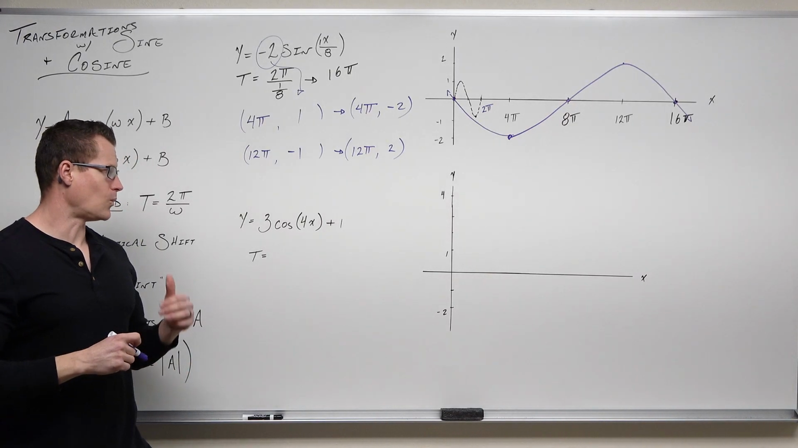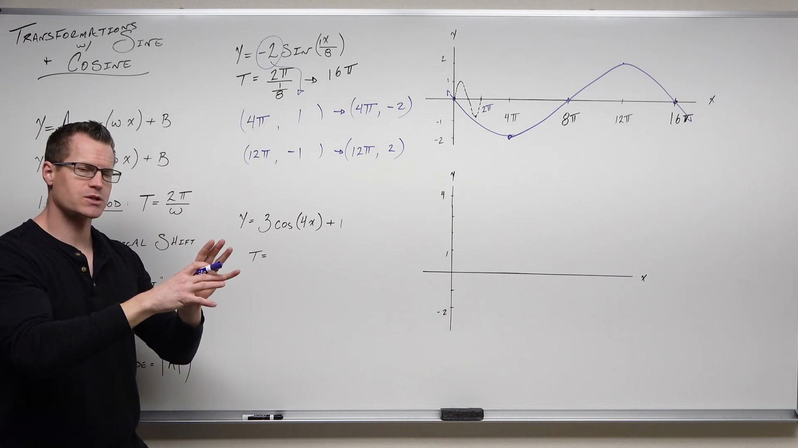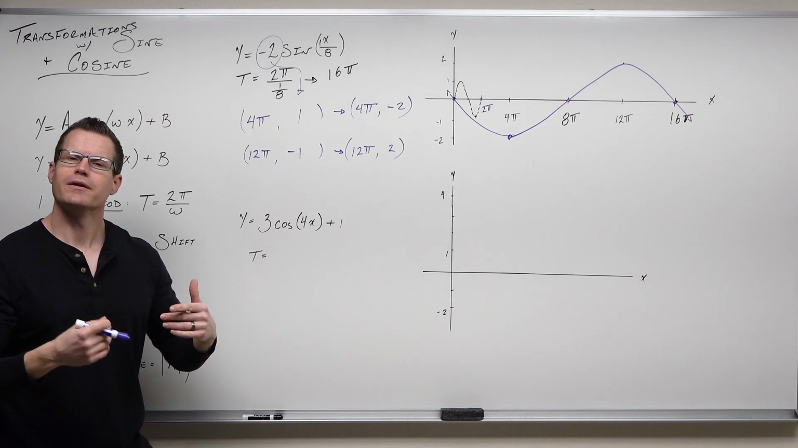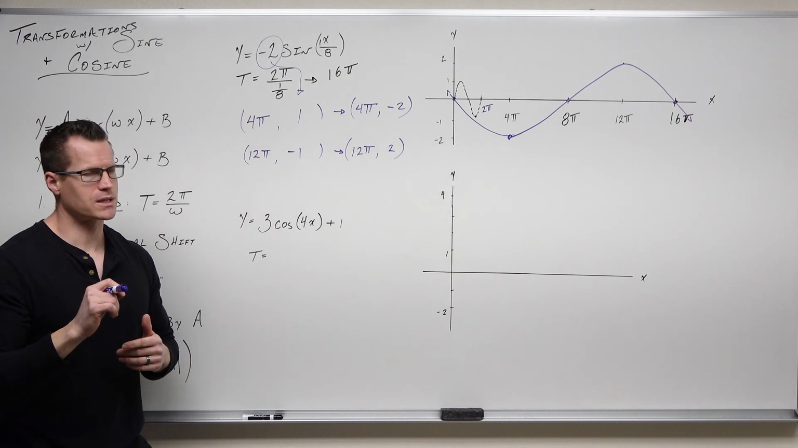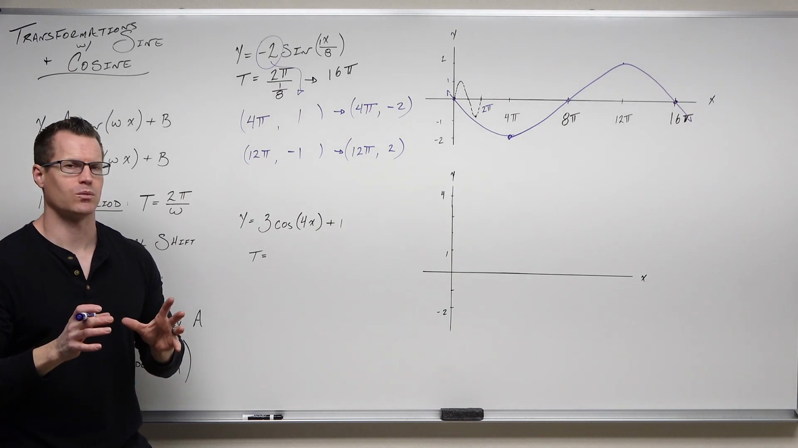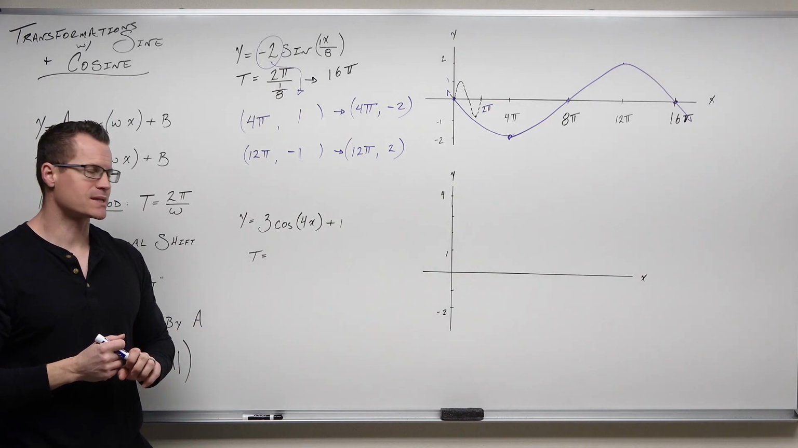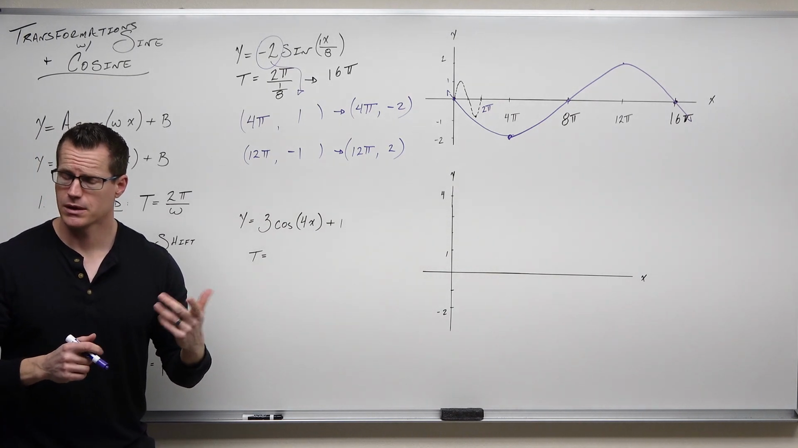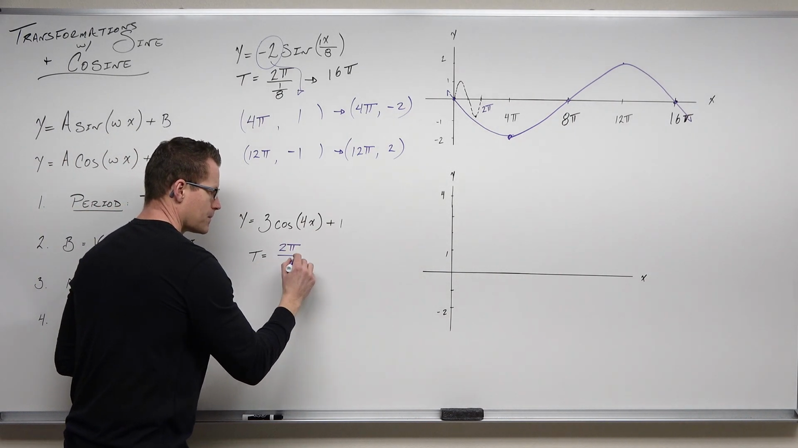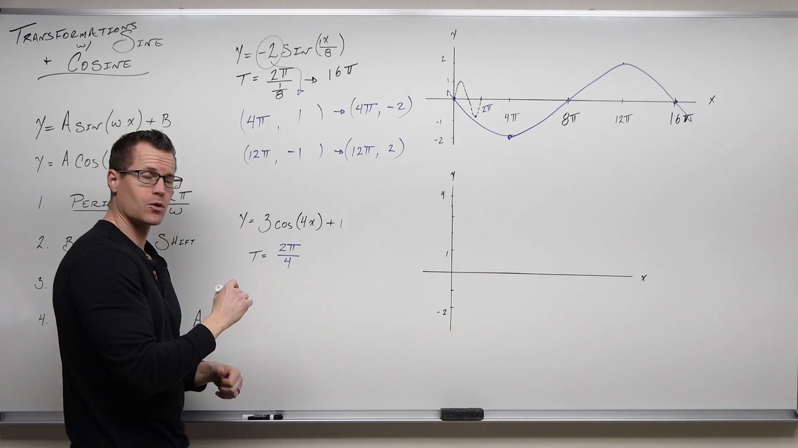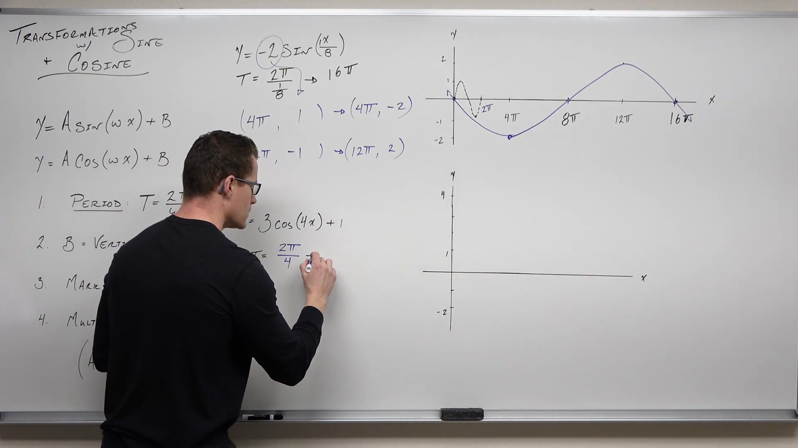Okay, let's move on to y equals 3 times cosine of 4x plus 1. The first thing we do with any trig function is figure out the period, yes, but we also want to consider any vertical shifts. I'm going to show you how that works here. So our period says, look at your trig function, it's cosine. Cosine has normally a period of 2 pi, but now we're dividing that by 4, so that's going to be pi over 2.